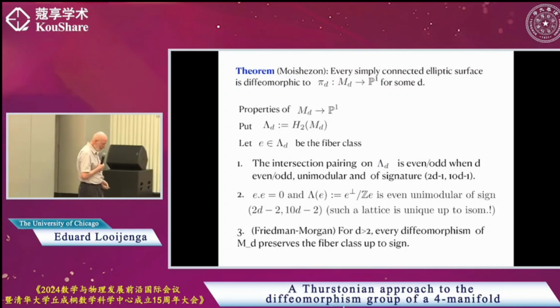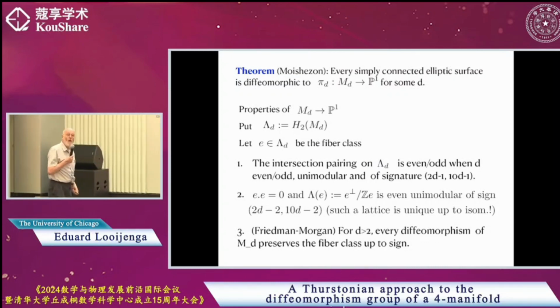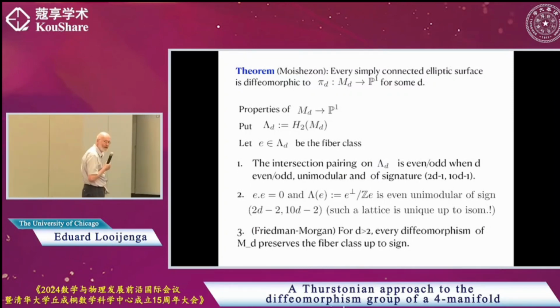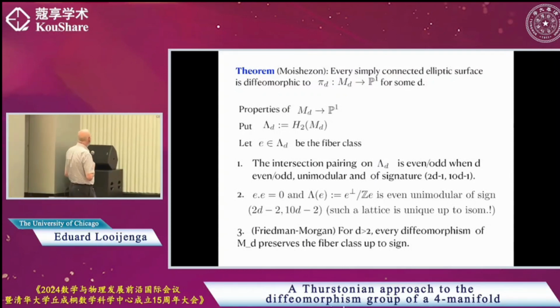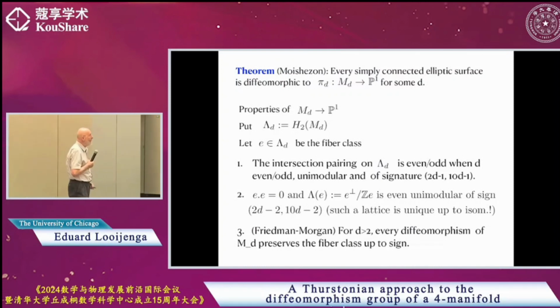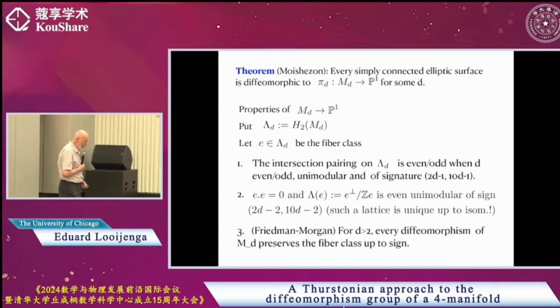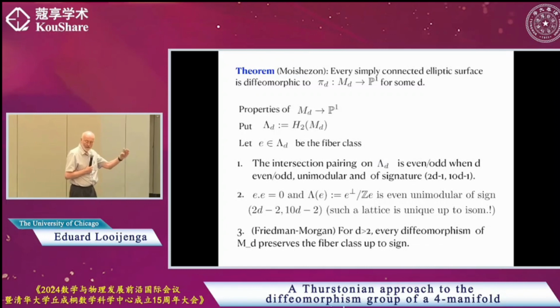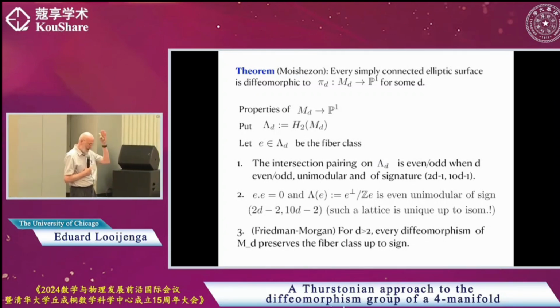Now, there's a theorem that goes back to Moishezon. It tells us that all other simply connected elliptically fibered surfaces are diffeomorphic to this one. And it has a number of properties that I have mentioned here. They all relate basically to the second homology group of that 4-manifold. I've abbreviated that second homology group by lambda_D. And it has a special element. That's the class of a fiber.